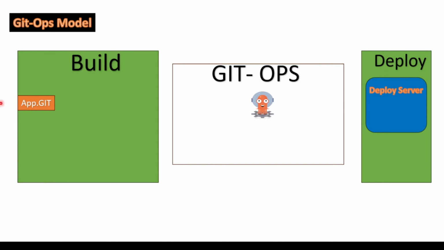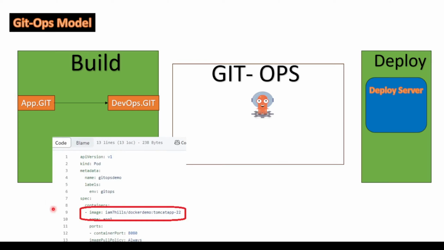So this is app.git. It's nothing but your development team checking in the code, like your Tomcat application. When you check in, the Jenkins process is going to create a build package and will create a new image, and that new image will be referenced like this. Let's say the previous one is 21. When I do a new build, it will become 22.